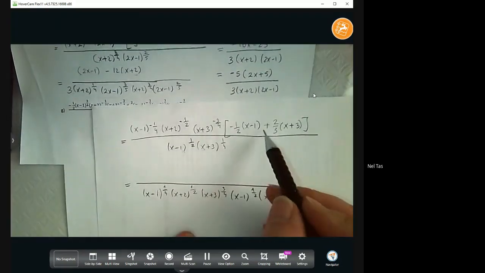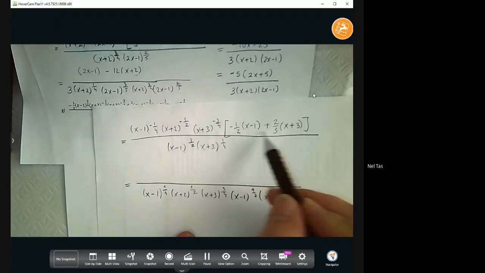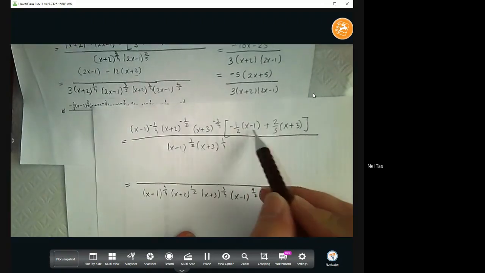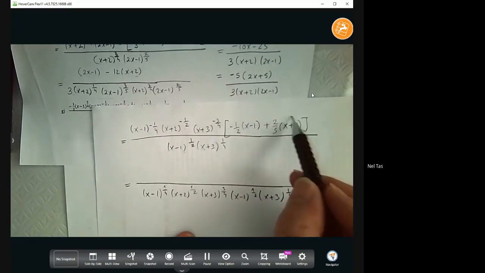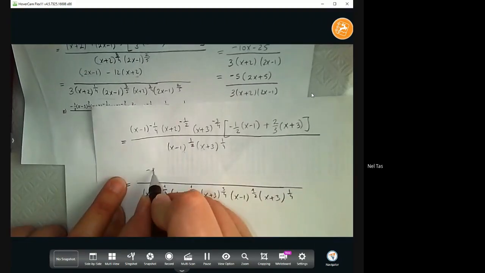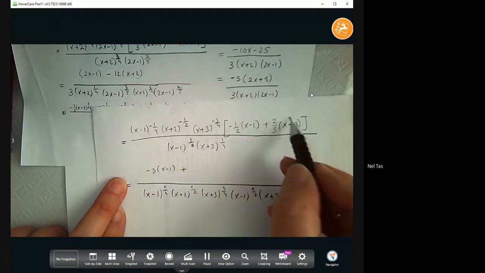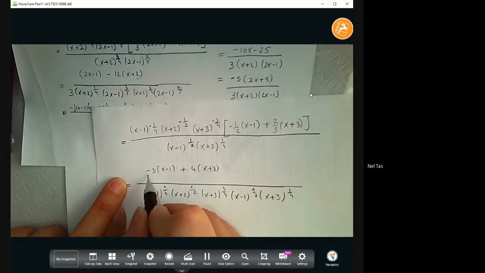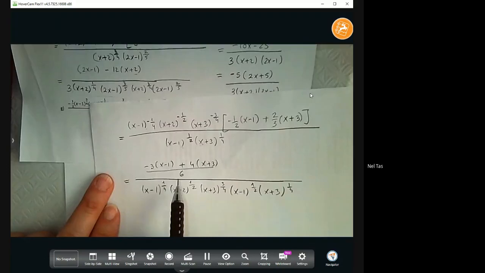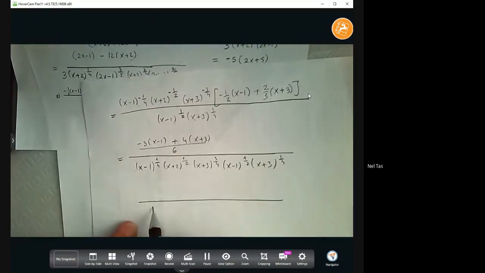Now work with this bracket. Simplify. So the common denominator would be, this is 2, that is 3, that would be 6. So we are going to multiply this by 3, this by 2. So negative 3 times x minus 1 plus, we're going to multiply this by 2, 2 times 2 gives you 4, 4 times x plus 3, divided by 6. But again, you can directly move the 6 to the denominator. So we have 6.